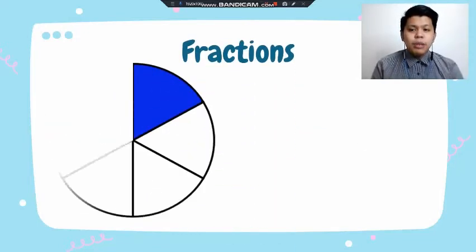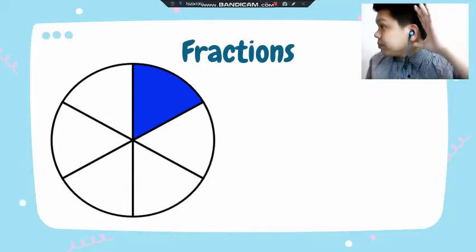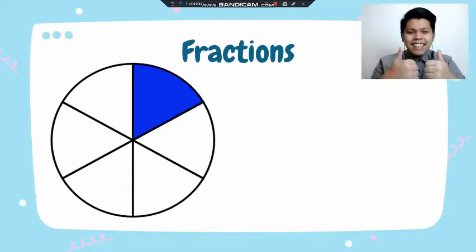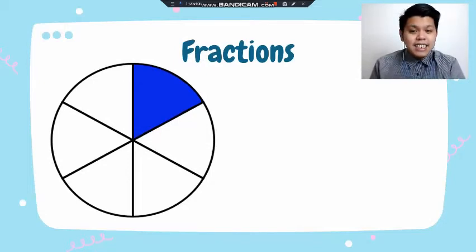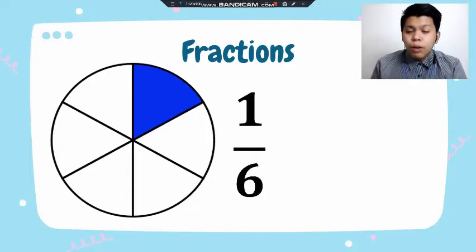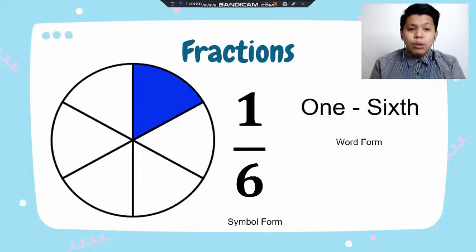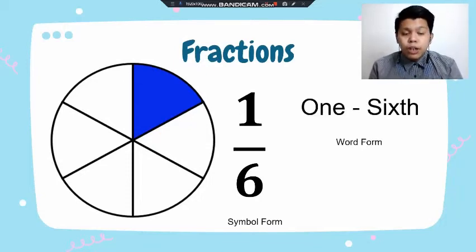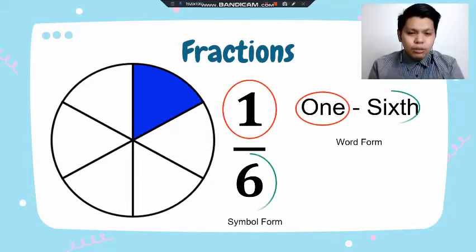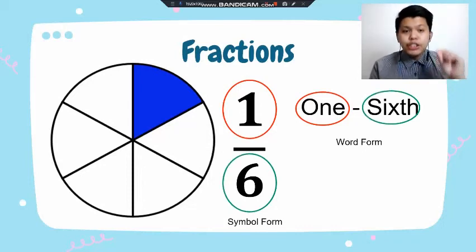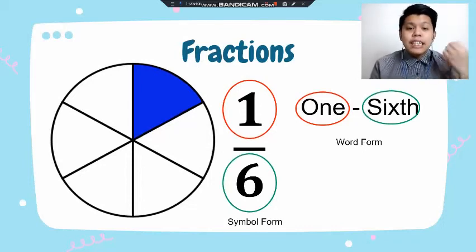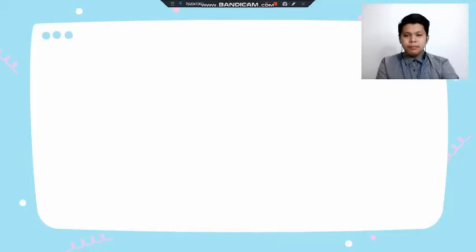Now, count how many parts do we have now. Exactly. That is 6. Now, one shaded, it will be the fraction of 1/6. Okay, so that is the symbol form. Now we will have the word form, 1-sixth. Okay, so same all over. Our first to pronounce is the numerator, then the next is our denominator. Next one.